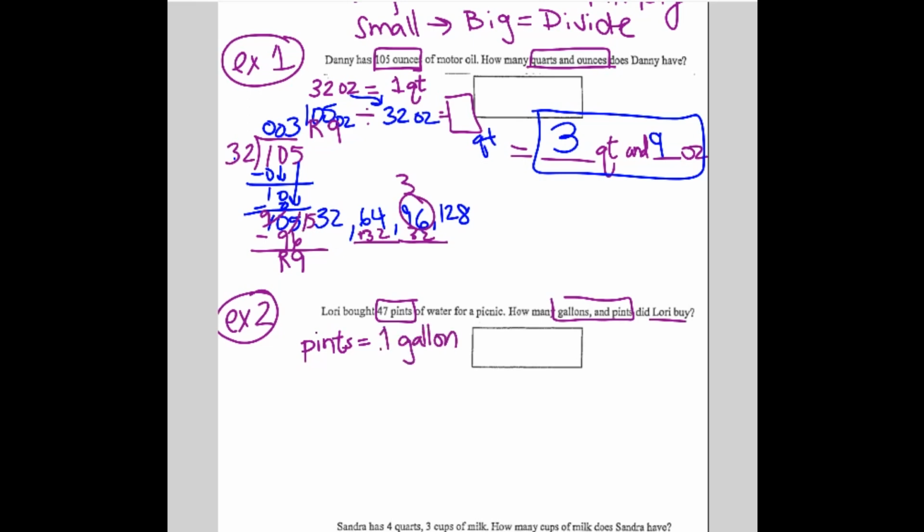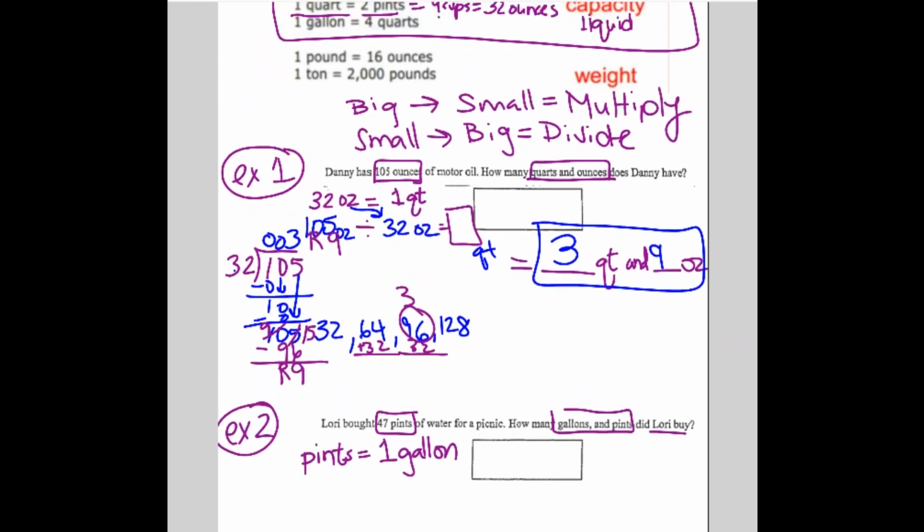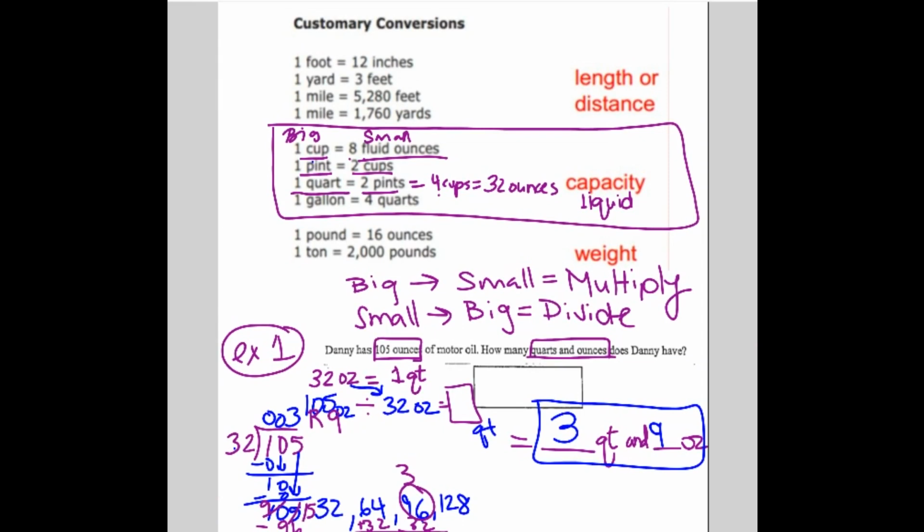So how many pints are in 1 gallon? Let's look at our chart. I'm looking for pints to gallons. So right now, looking at my gallons, I see 1 gallon equals 4 quarts. Uh-oh, I don't see pints yet. I do know that 1 quart equals 2 pints. So if I do 2 pints times 4 quarts, then that will give me 8 pints.